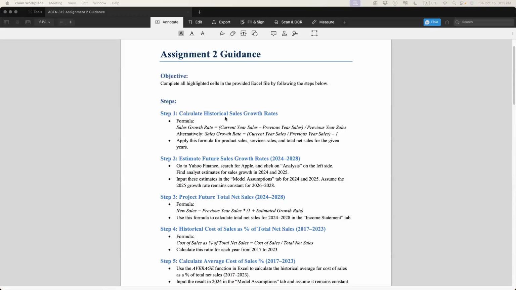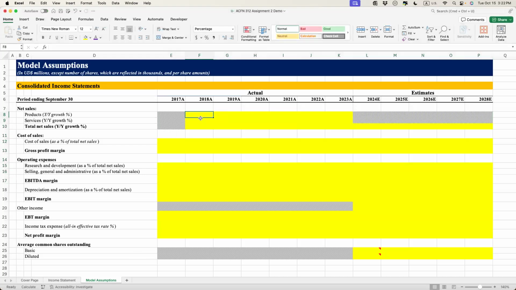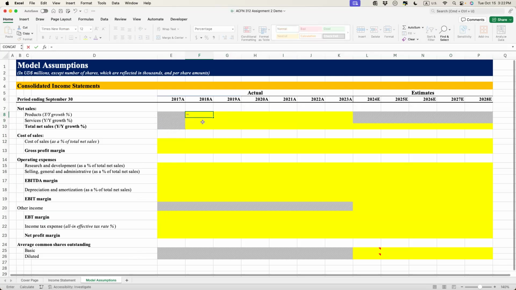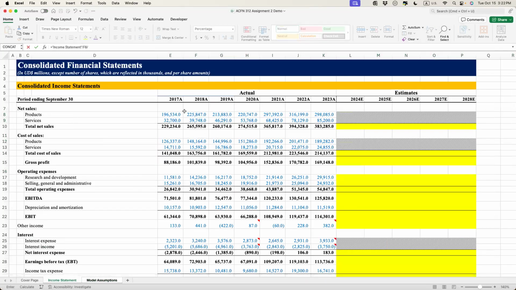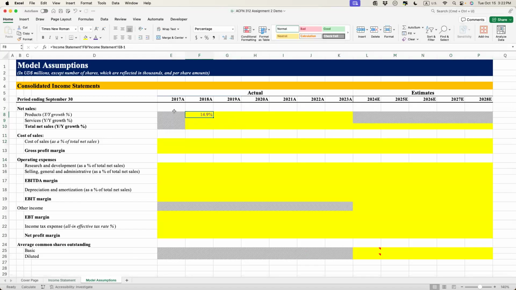First step, let's calculate the historical sales growth rate. I gave you the formulas there. Basically, we just have to apply this formula for the product sales, service sales, and the total net sales for the given years. Then we move on to the model assumption tab and start our calculation. Here we're calculating the simple growth rate, using the ending year sales divided by the beginning year sales, minus 1. So we go back here, find 2018 product sales divided by 2017 product sales, minus 1. This gives us 14.9%. This means from 2017 to 2018, the product sales went up by 14.9%.